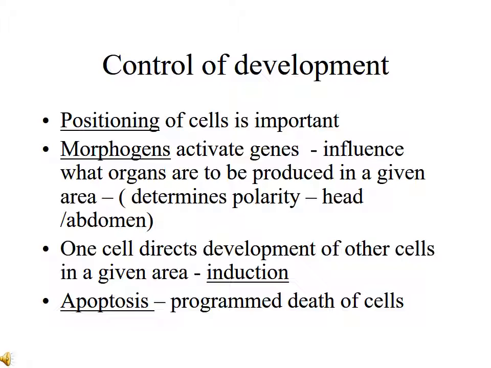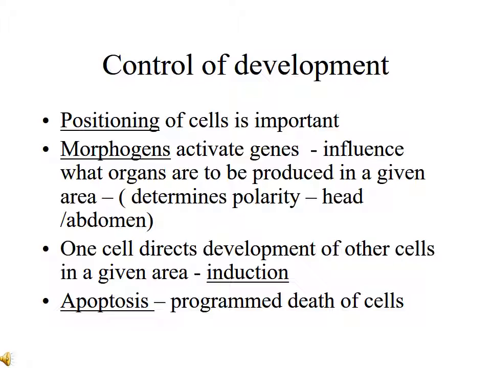Secondly, there are a number of proteins called morphogens. Now, these morphogens are produced sometimes by support cells that surround the embryo itself, and even the egg itself, and these morphogens will activate certain genes. Now, this will influence what organs are to be produced in a given area. In addition, cells talk to each other. One cell will direct the development of other cells in a given area, and we call this induction.